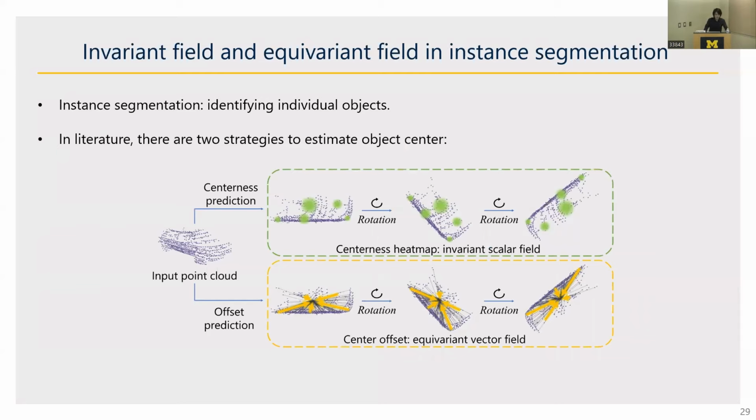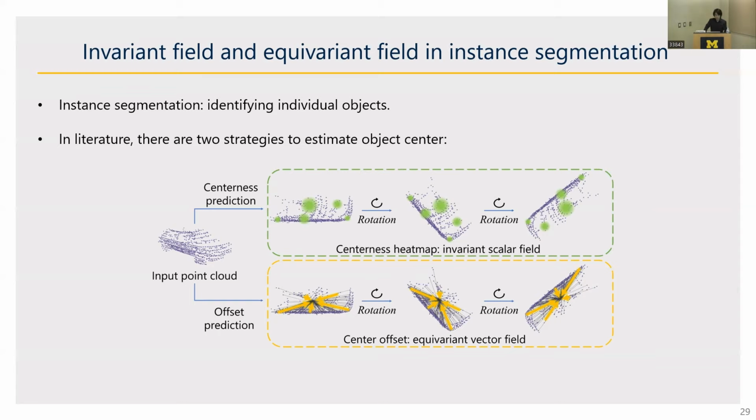Here, a very important subtask in panoptic segmentation is instance segmentation, which is to identify individual objects. In the literature, there are usually two main strategies to estimate the object center, which is a key step to segment the objects. The first strategy is called centeredness prediction. For every point, a centeredness score is predicted. If the point is closer to the center of an object, the target centeredness value is large. Otherwise, it is small. Such a centeredness heat map is actually an invariant scalar field.